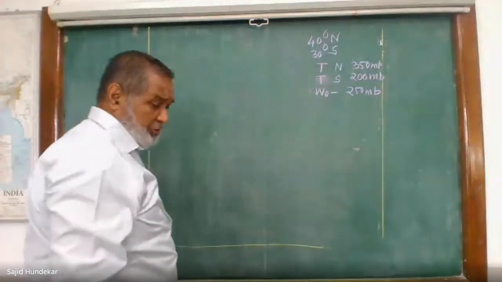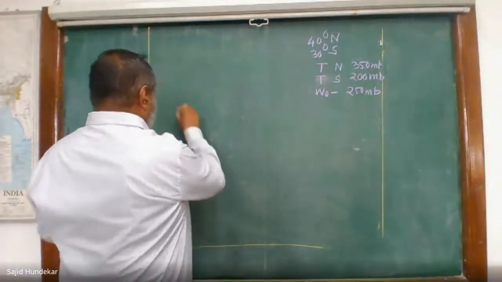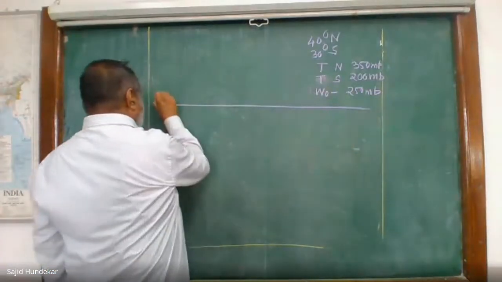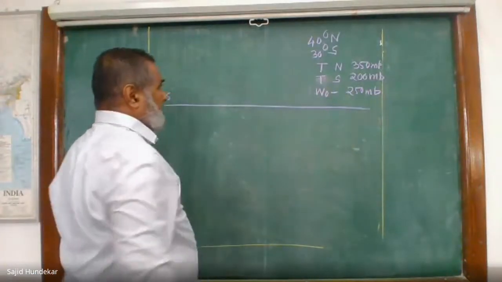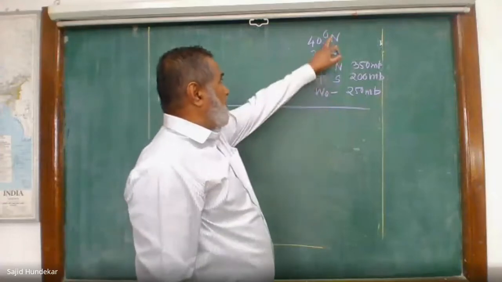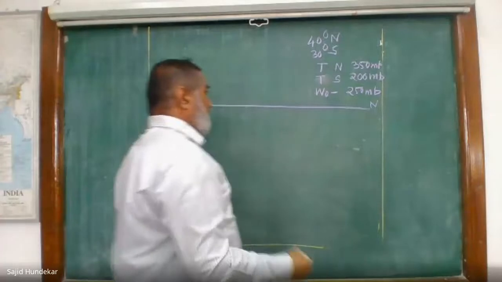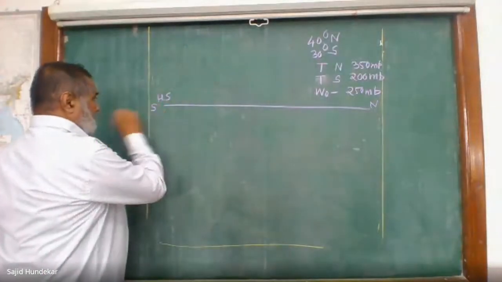Scale as usual we use 1 centimeter is equal to 100 meters. This is your horizontal surface. Now here what is happening? North and south is given. So this is your north and this will be your south.